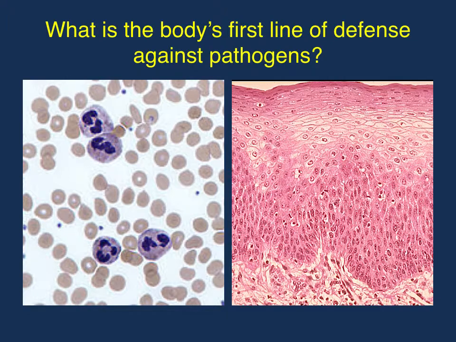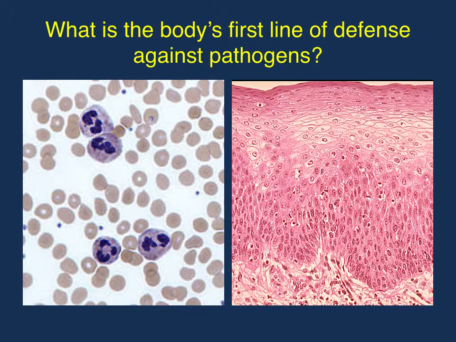In this slide, what is the body's first line of defense against pathogens? Typically, one is taught in medical school that the different types of cells that participate in the immune system, such as neutrophils, are the first lines of defense against pathogens. Let us shift gears and start with the concept of barrier mechanism as opposed to the immune system. It is much easier to picture.